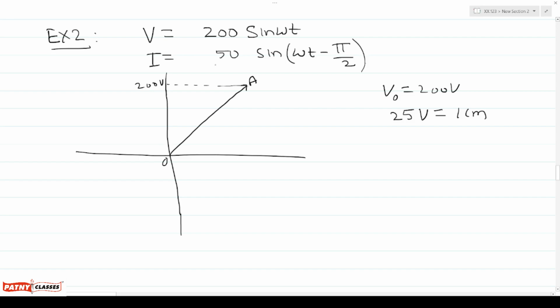Now what is left is current. The current is 50 amperes. We have taken 25 amperes equals 1 centimeter. Therefore 50 amperes equals 2 centimeters. And how much is the angle? It is omega t minus pi by 2. So it is minus pi by 2. It will come in the downward direction like this. And what is the length? The length is 2 centimeters, and this will represent 50 amperes, and this angle equals pi by 2. So this is the phasor diagram for this example.